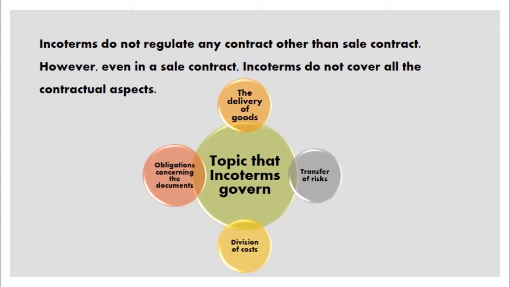The topics that Incoterms govern can be gathered under 4 groups, which are the delivery of goods, transfer of risk, division of cost, and obligation concerning the documents. Moreover, Incoterms also do not provide rules for the payment and payment methods, transfer of ownership, variance, dispute resolution, and other issues relating to fulfillment of the contract.